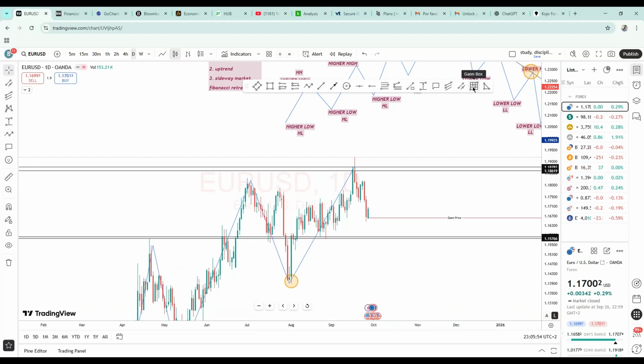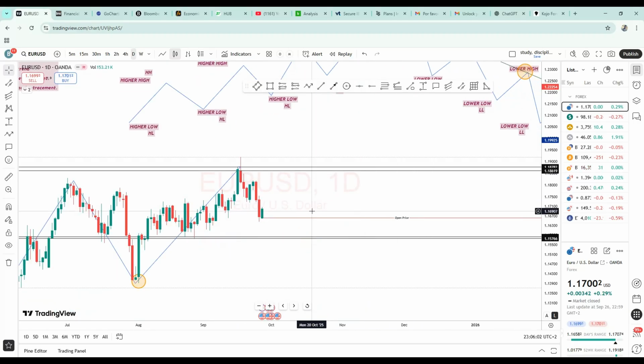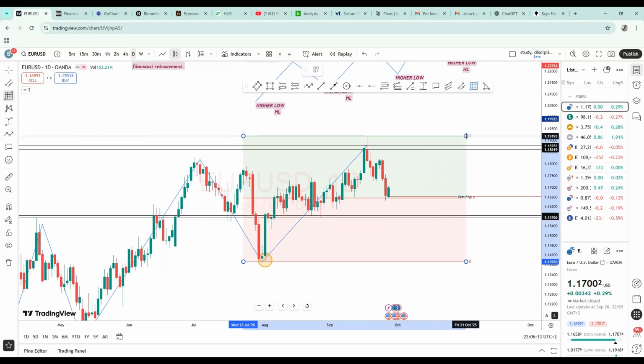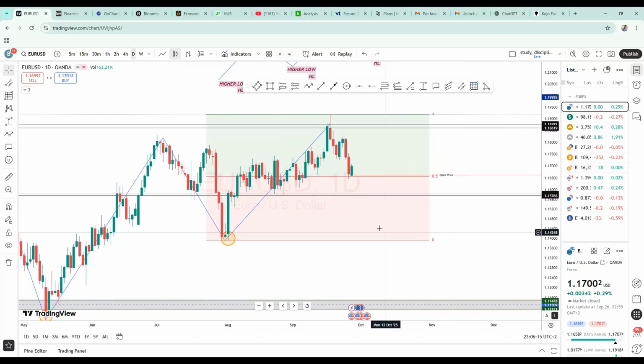If I don't understand where the premium level is from this level, where is a premium or a discount zone? If I don't know it, then I'm going to take this Fib box. I can draw it from this recent low to the recent high like this. Exactly. Now the price is on the premium side.